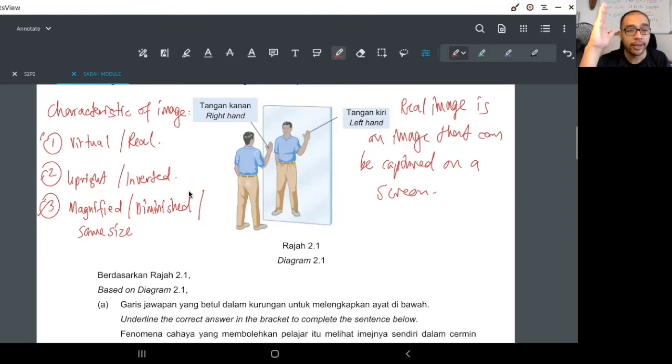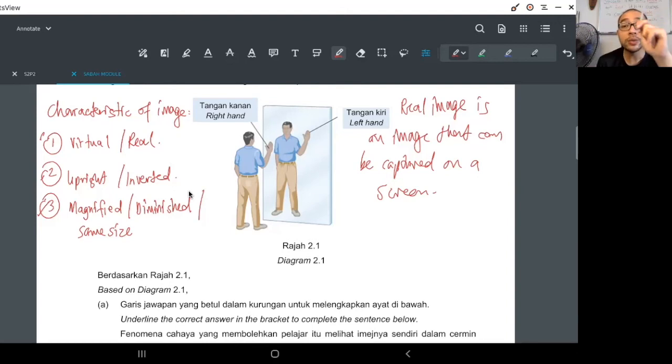Think about the light ray. Let's say this is the mirror. If I put the light over here, when it bounces back, if I put the screen up here, I should be able to see the picture of the original object on this screen. Although this is a mirror, sebab kau tengok di dalam ada itu. But even in mirrors and in lenses, if you can capture the image on the screen, then it is a real image. But if you cannot, it is a virtual image.